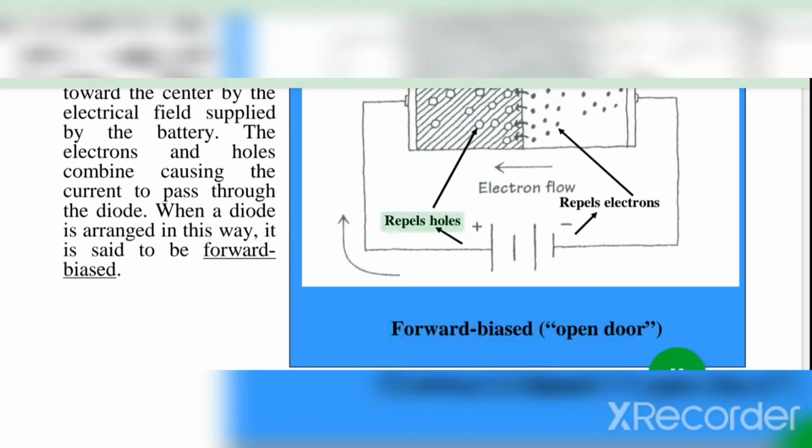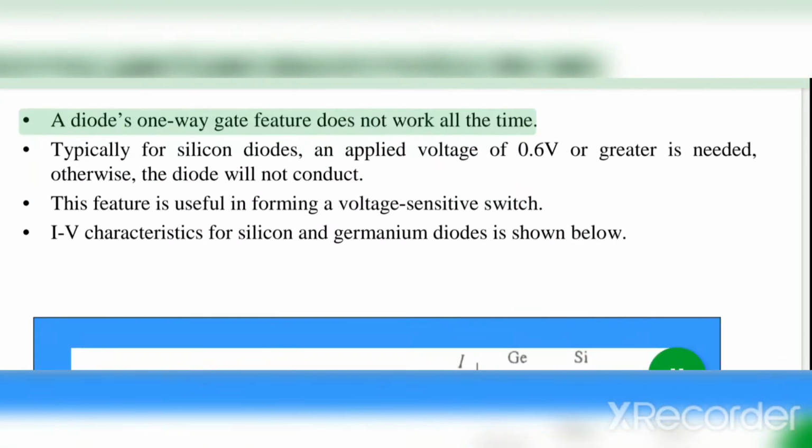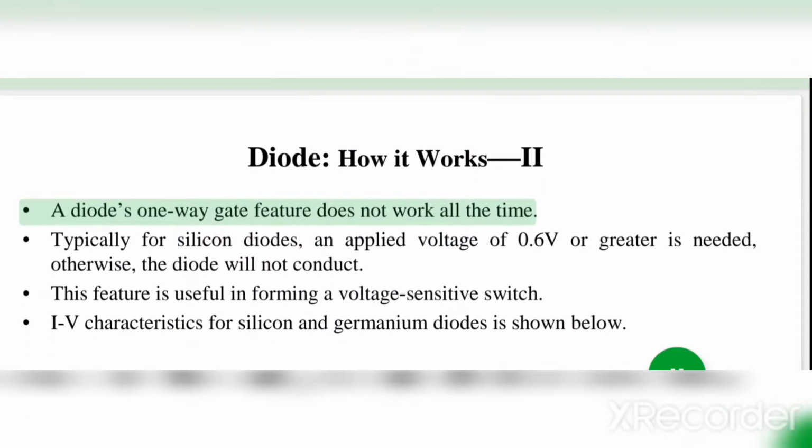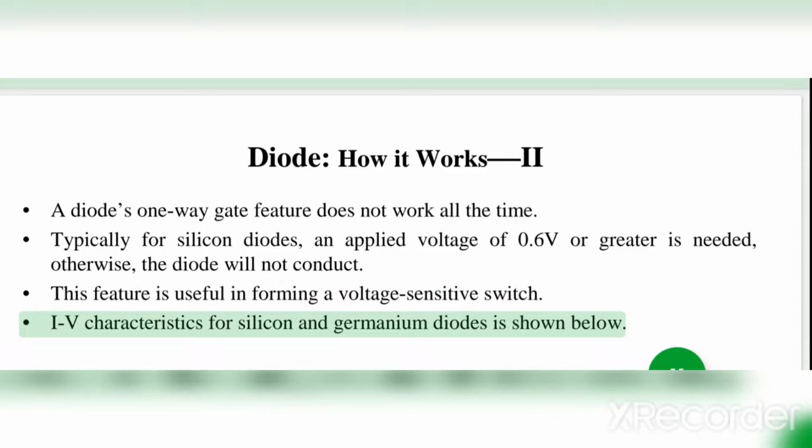Forward biased: open door, repels holes, repels electrons. Diode, how it works II. A diode's one-way gate feature does not work all the time. Typically for silicon diodes, an applied voltage of 0.6 volt (V) or greater is needed. Otherwise, the diode will not conduct. This feature is useful in forming a voltage-sensitive switch. I-V characteristics for silicon and germanium diodes are shown below.